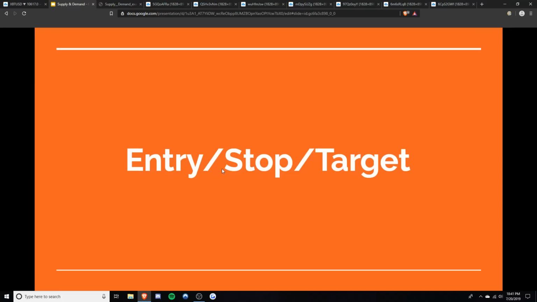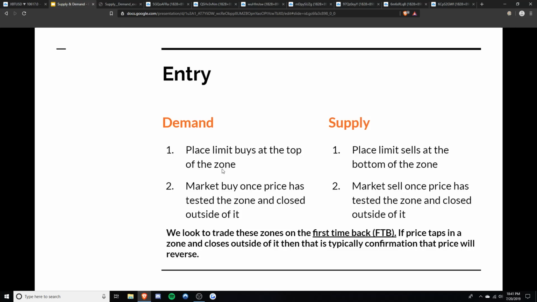So that's about it for the basic information. Let's go ahead and hop into the entries, the stops, and the targets, and how to trade them. So entry for a demand zone, you can place a limit at the top of the zone. There's two options for this, really. You can place a limit order at the top of the zone.